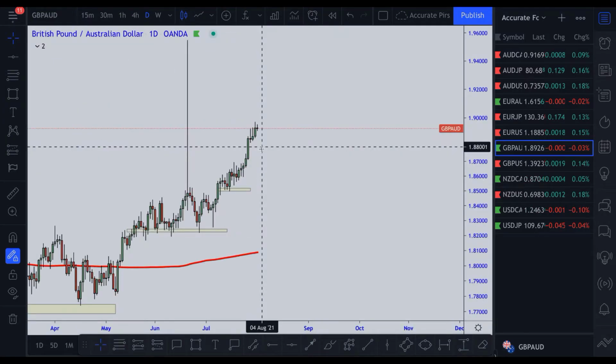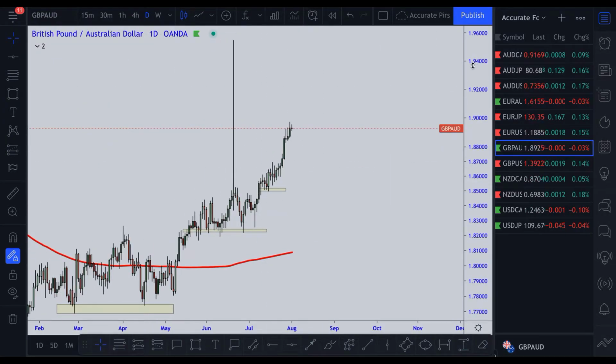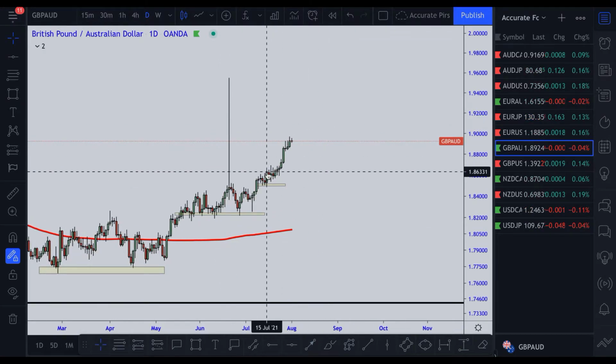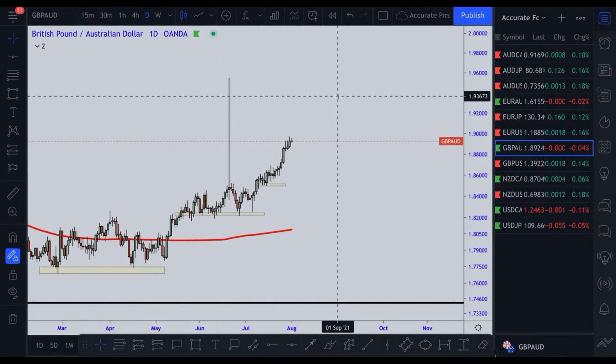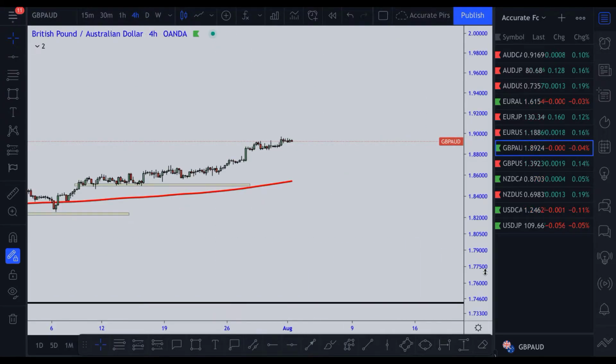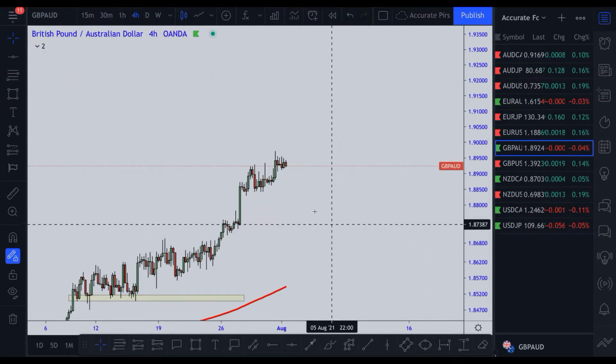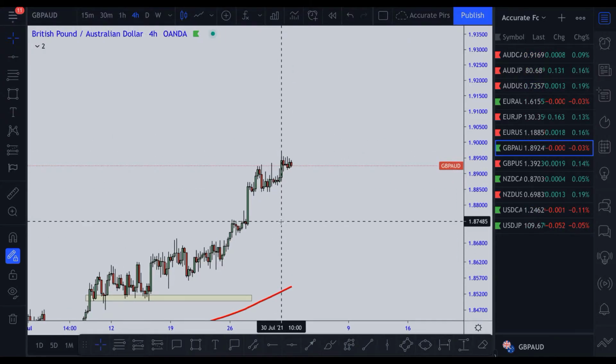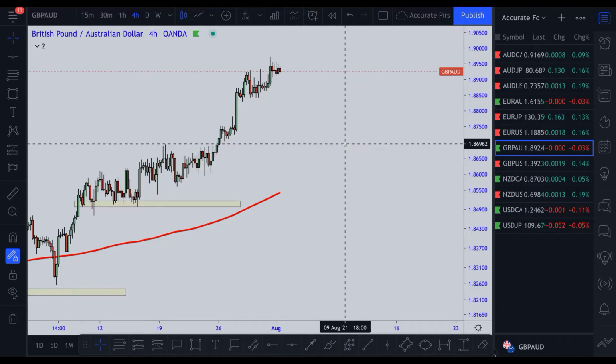Let's look at GBPAUD. Similar to Euro AUD, this move has literally happened to the upside and it's just shooting up. So GBPAUD, I probably will be leaving alone. Won't be looking to get in any trade this week. But if I do look to trade GBPAUD, I'll be taking long positions only. As you can see, we're in a strong bullish trend.